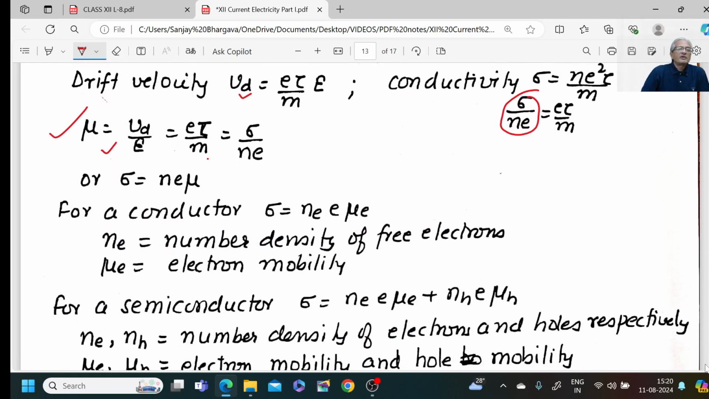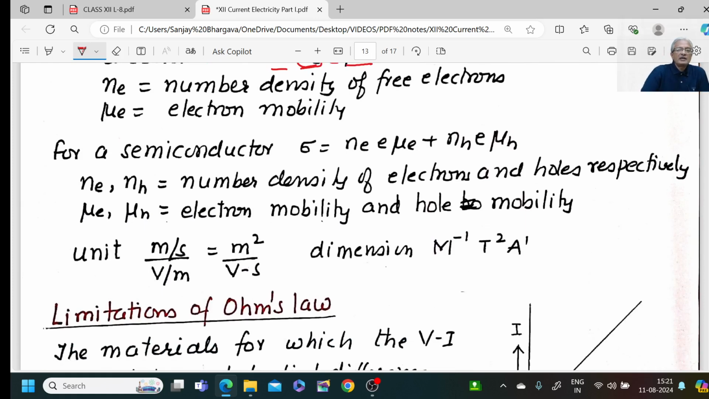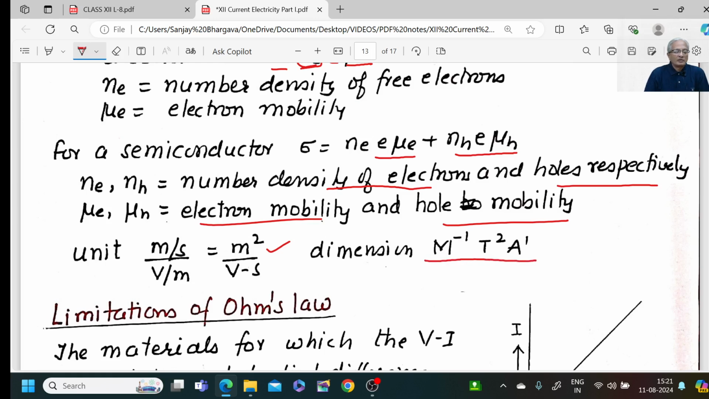So how do I write conductivity? Sigma is equal to Ne e mu. For a conductor, sigma would be equal to Ne e mu, where Ne is the number density of free electrons, e is the charge and mu is the mobility of the electron. For a semiconductor, there are two types of charge carriers. So sigma would be equal to Ne e mu_e, the contribution from electron motion, plus Nh e mu_h, the contribution from hole motion. Ne and Nh are the number densities of electrons and holes respectively, and mu_e and mu_h are the electron mobility and hole mobility. What is the unit? Meter square upon volt second, and the dimensions are M^-1 T^2 A^1.